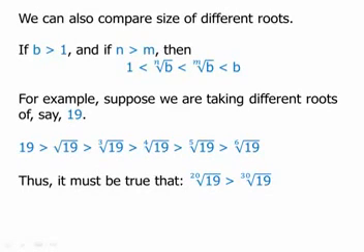Now, it must be true, even if we can't figure out what the decimals are, it absolutely must be true that the 30th root of 19 is less than the 20th root of 19. So in other words, we should be able to make that comparison even though we can't figure out the exact values of those decimals.